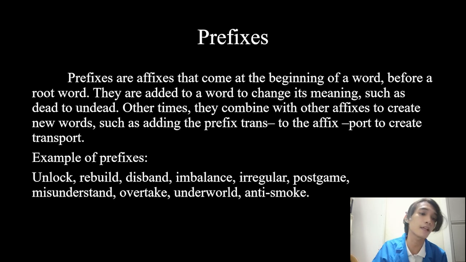I will talk about prefixes. Prefixes are affixes that come at the beginning of a word before a root word. They are added to a word to change its meaning, such as dead to undead. Other times they combine with other affixes to create new words, such as adding the prefix trans to the word sport to create transport. Examples of prefixes: unlock, rebuild, disband, imbalance, irregular, post-game, misunderstand, overtake, underworld, and anti-smoke.